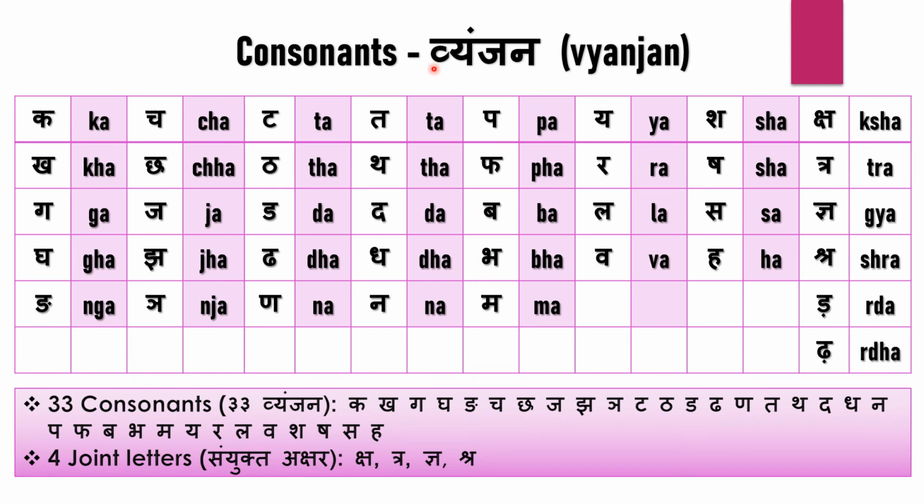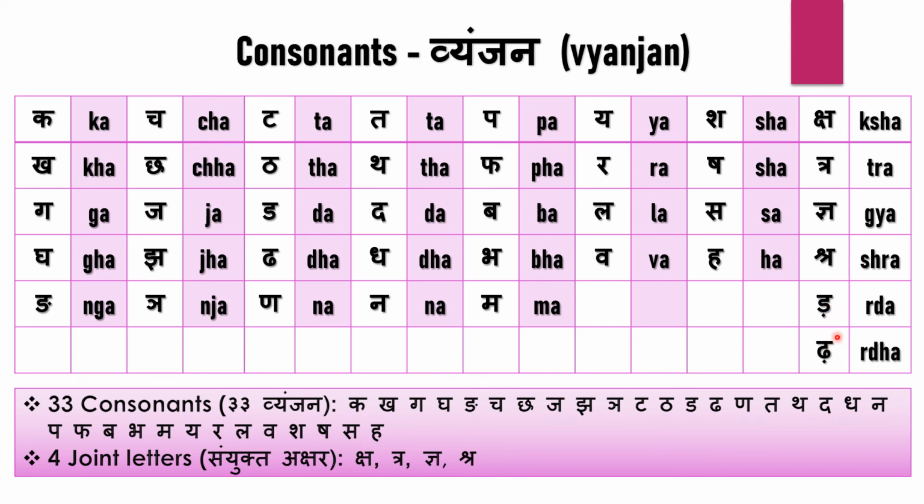Our next lesson was consonant, Vyanjan. Let's revise once again. Ka, kha, ga, gha, na. Cha, chha, ja, jha, na. Ta, tha, da, dha, na. Ta, tha, da, dha, na. Pa, fa, ba, bha, ma. Ya, ra, la, va. Sha, sha, sa, ha. Ksha, tra, gya, shra. So these are the Vyanjan, and these two are additional Vyanjan.